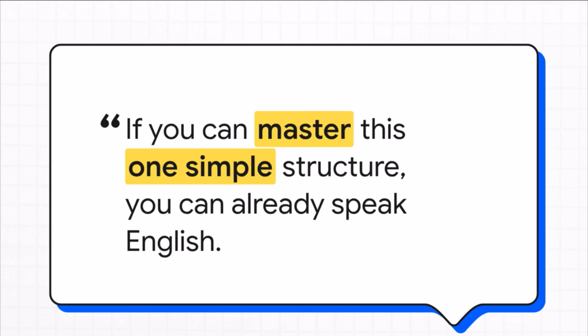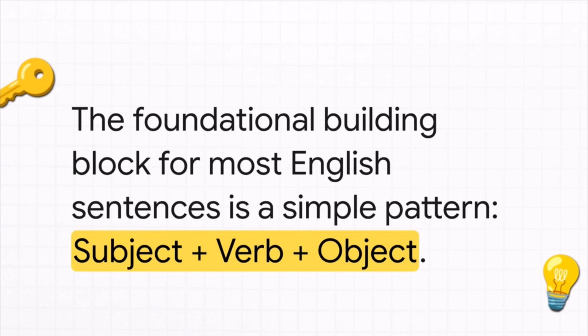You know, this is the foundational building block for almost every sentence in English. It's so simple, but it's incredibly powerful for communicating clearly. So let's dive in and break down what each of these pieces actually means. All right, let's get into our building blocks. We're going to look at these three key parts of the SVO pattern. And trust me, once you see how they fit together, everything else just clicks.